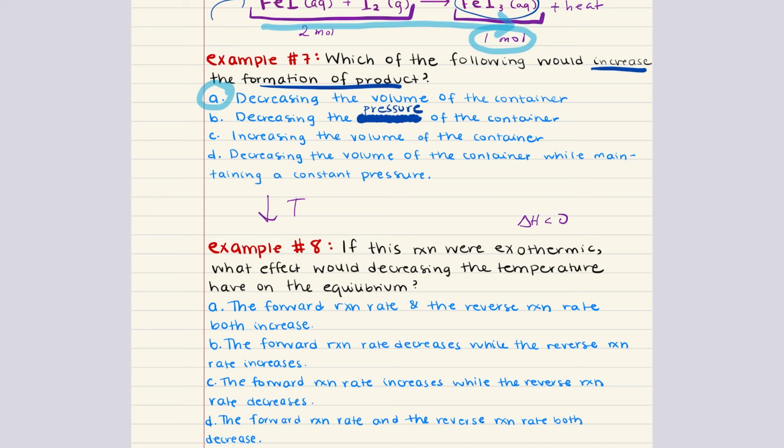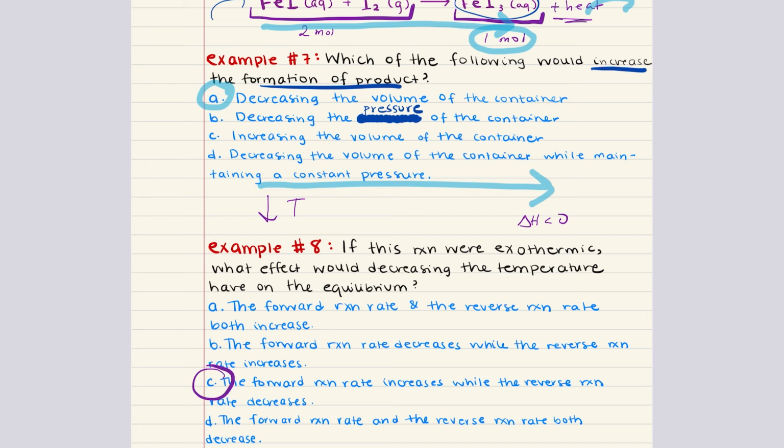So again, if we have an exothermic reaction, we have heat as the product. If we are decreasing temperature, we're essentially removing heat, which means that we are removing product. If we're removing product to reestablish equilibrium, our reaction is going to favor the formation of products. If we're favoring the formation of products, then our forward reaction rate should increase while our reverse reaction rate should decrease. And that best aligns with answer choice C. So 8 is C.